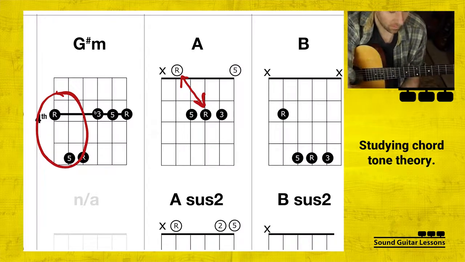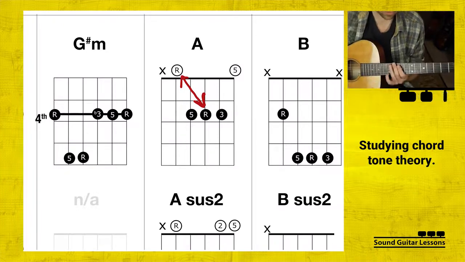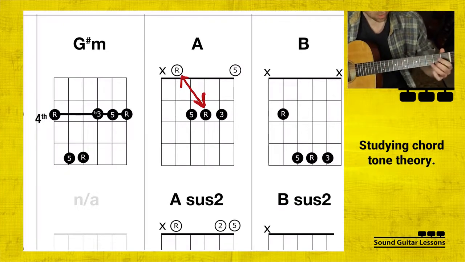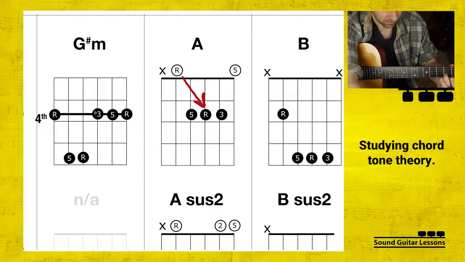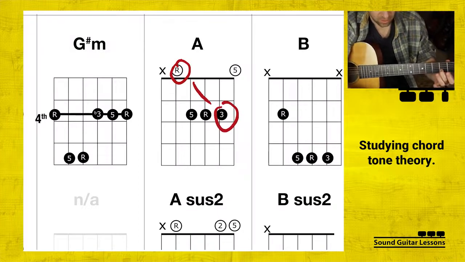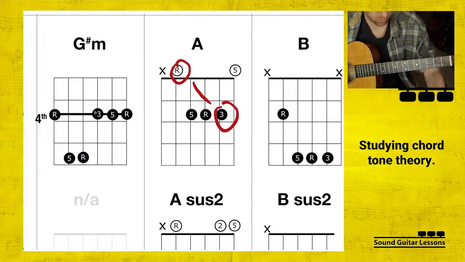I'm not talking about a specific exercise for doing that yet, but you could focus on that and just say, what does that sound like? Here's the root, here's the third. That's the root, and that's the third of this chord. That's the sound of it, and that will always be the sound of the root and the third.